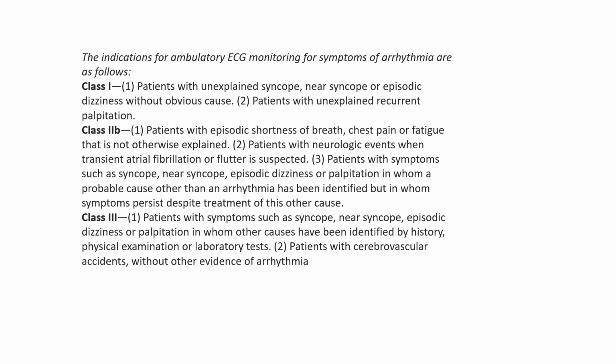So for class 2B, patients with episodic shortness of breath, chest pain, or fatigue that's not otherwise explained can get an ambulatory ECG, or patients with neurologic events where we suspect transient atrial fibrillation or atrial flutter as a cause. For instance, a patient with embolic stroke whose baseline ECG shows normal sinus rhythm can go ahead, as one of the workup for such patients, to diagnose whether they have transient atrial fibrillation or flutter.